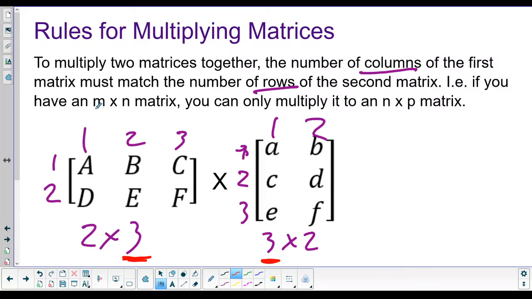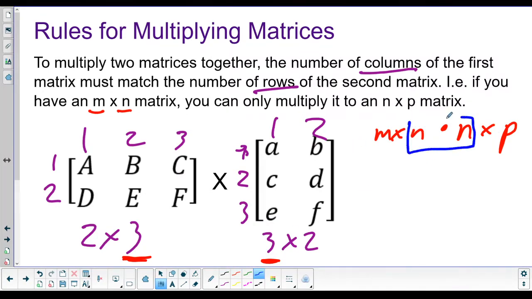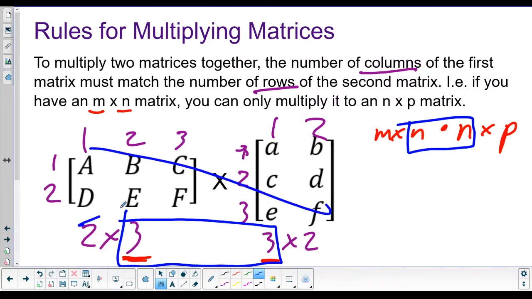So if you have an m by n, and these are just placeholders, like variables, they could be any number you want. If you have an m by n matrix, you can only multiply that times an n by something else matrix. So when you're doing the multiplication, you have to make sure these inner dimensions match. You have to make sure the 2 inside numbers, when you write the orders of the matrices, must match. If they don't match, you are just not allowed to even do the multiplication.